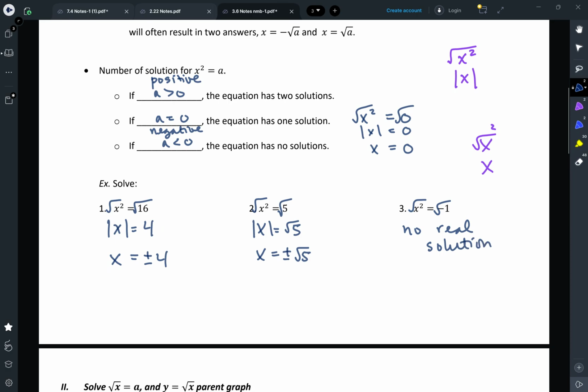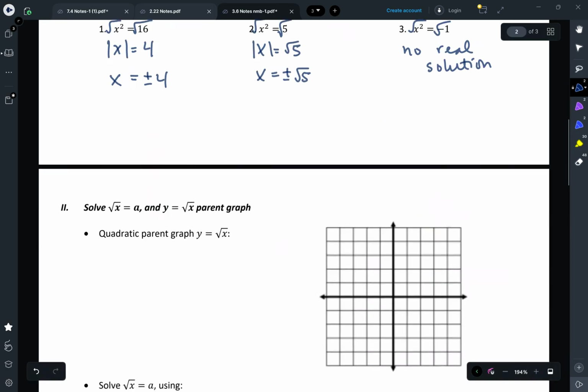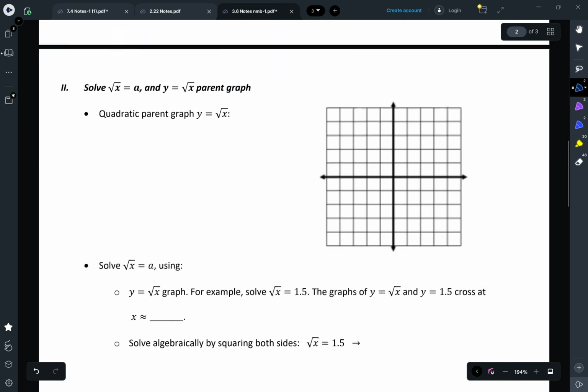You can just write no solution for now, that's fine. In fact, people asked about that in class. So next we're going to solve the square root of x, and we're looking at that square root of x parent graph.